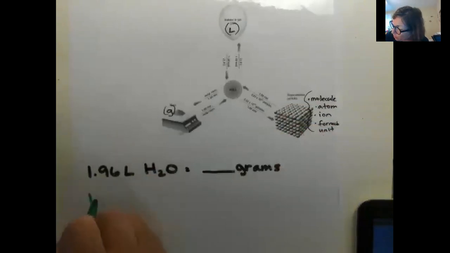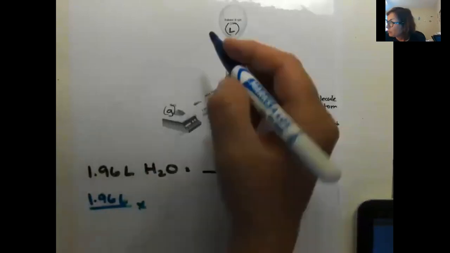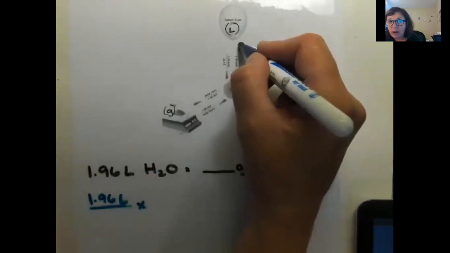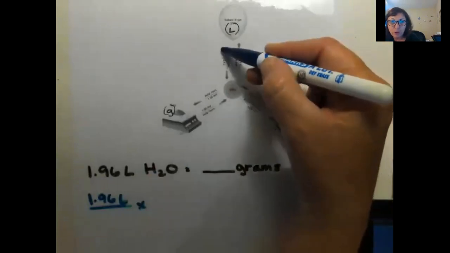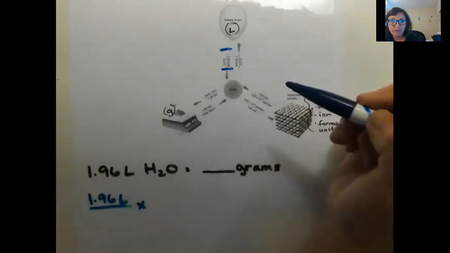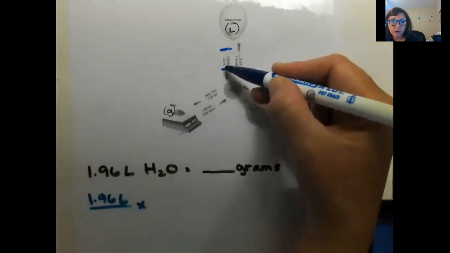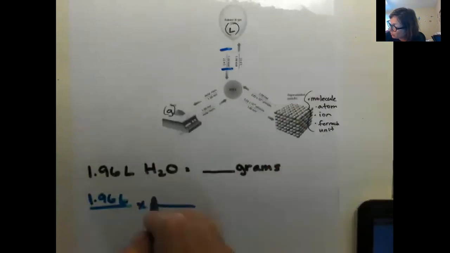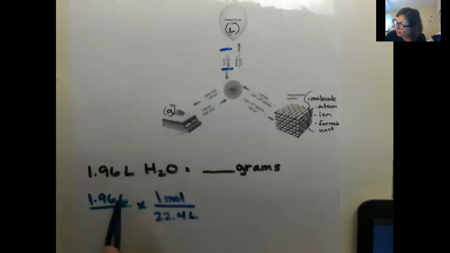So I write down 1.96 liters. That is my given. Correct? I'm going to use blue. It's a little better. You can see it, I think, a little better. So 1.96 liters. Okay? So I'm going to start here and look which arrow. I'm not going up, am I? So I'm going this direction. So I'm going to multiply by this equivalent statement right there. 1 mole over 22.4 liters. So I write just what's here. 1 mole over 22.4 liters. That way this liter on top and that liter on bottom cancel out. Perfect. Now I'm at mole.